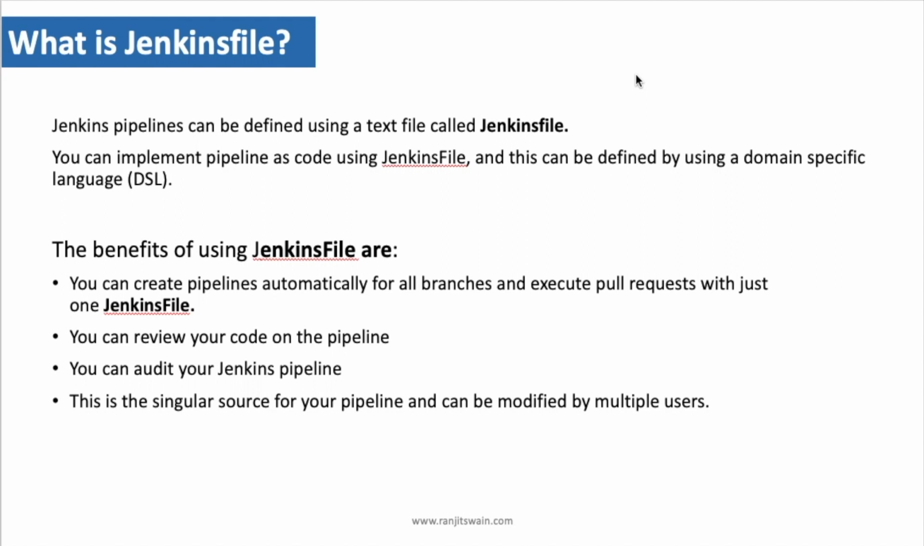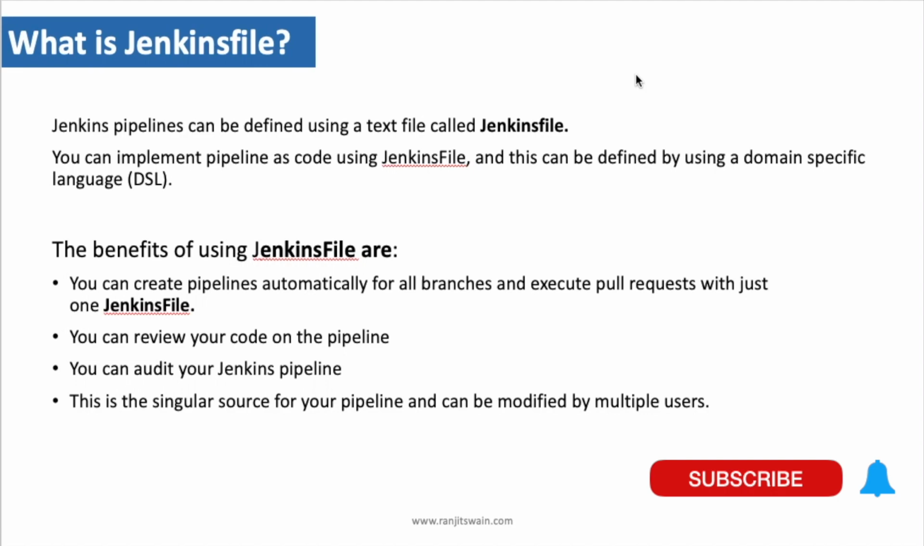A Jenkins pipeline can be defined using a text file, and that is called your Jenkinsfile. You can implement pipeline as code using a Jenkinsfile, and this can be defined by using a domain specific language, that is DSL. Okay, so the benefits of using Jenkinsfiles are that you can create pipelines automatically for all branches and execute pull requests with just one Jenkinsfile. So all your pipeline code you have to write into your Jenkinsfile.